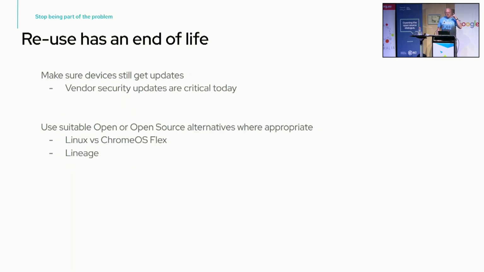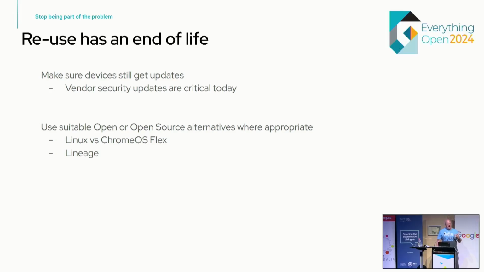We also have to realize that reuse should have a good defined end of life. In fact, everything we do in IT should have a well-defined end of life. Are we still getting vendor supplied security updates? Do we have open alternatives when those operating systems or other things hit their end of life? I remember when I first started using Lineage over 10 years ago, there was a huge range of phones you could put it on. Today, it's quite a smaller footprint.